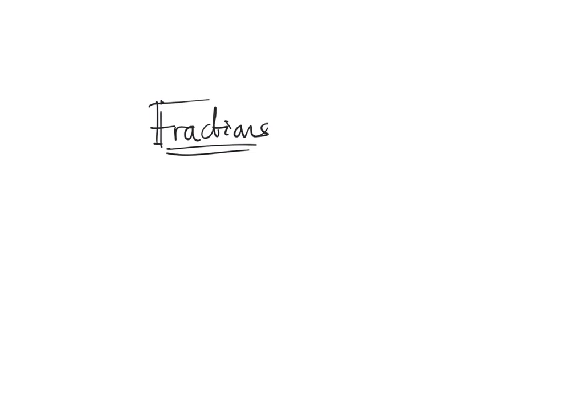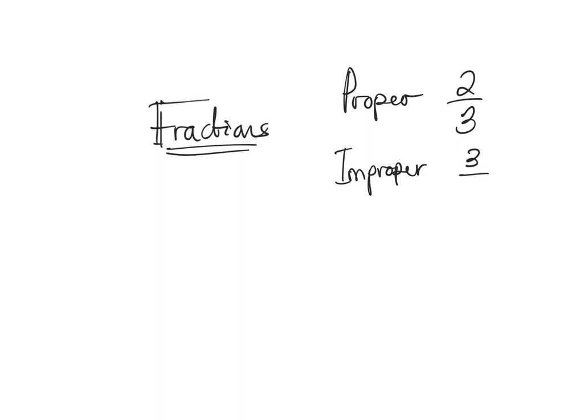So let's talk about working with mixed fractions, multiplying and dividing mixed fractions. Before we do that, we want to review again what proper fractions are. When the numerator is less than the denominator, we call it a proper fraction. An improper fraction occurs when the denominator is less than the numerator. So if you have a situation like 3 over 2, that would be an improper fraction.